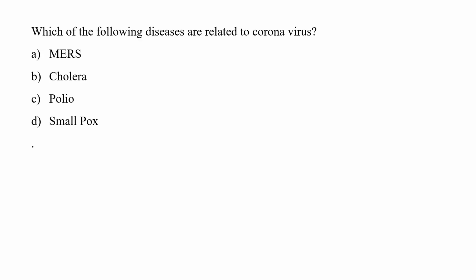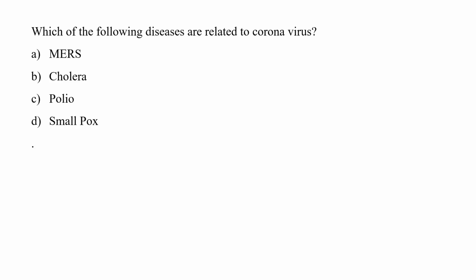Which of the following diseases is related to coronavirus? MERS, cholera, polio, or smallpox? You must be wondering, in the past 2-3 years, how coronavirus has infected humans when it was earlier supposed to be found in bats. Definitely coronavirus is a zoonotic virus which is found in animals and has the potential to affect humans when they come in contact.